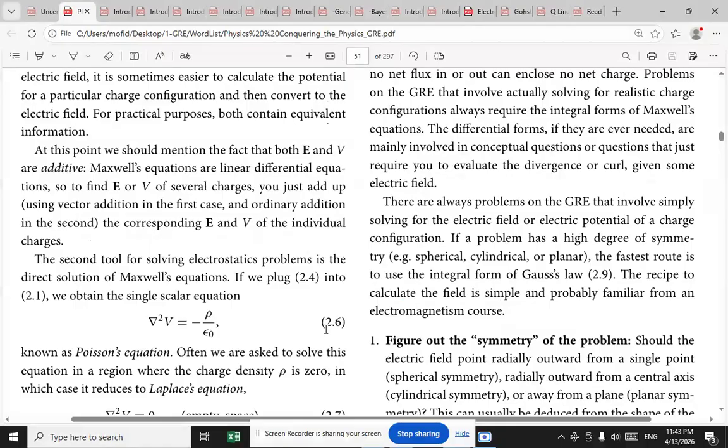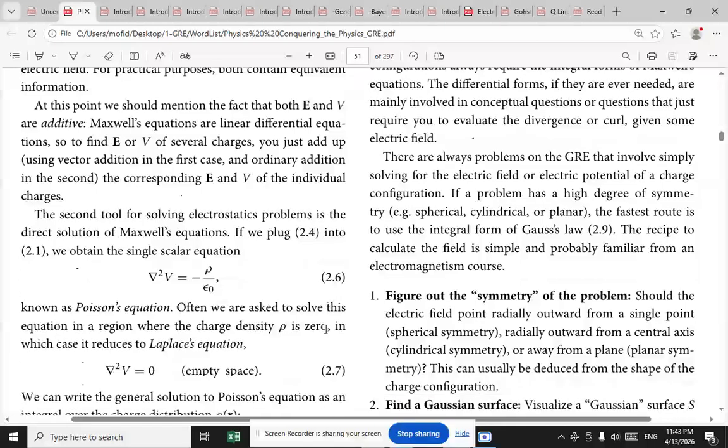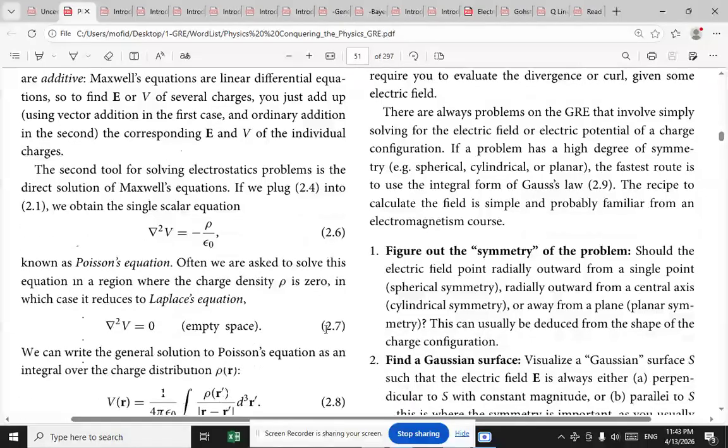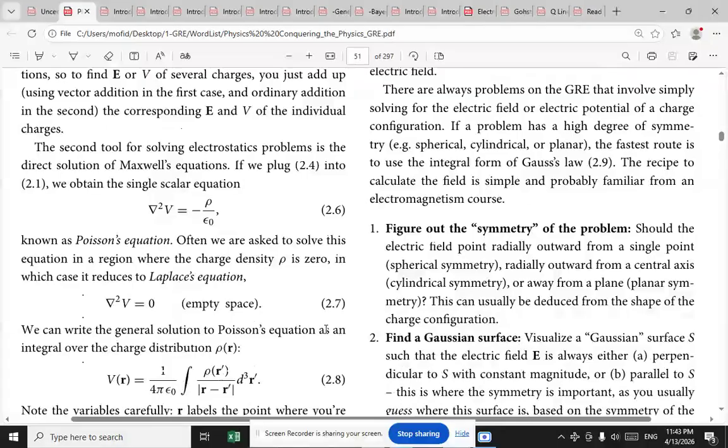The second tool for solving electrostatics problems is the direct solution of Maxwell's equations. If we plug into 2.1, we obtain the single scalar equation: the Laplacian of V, ∇²V, is equal to minus rho divided by epsilon 0. Now, this is the Poisson equation. Often we are asked to solve this equation in a region where the charge density rho is zero, in which case it reduces to Laplace's equation: ∇²V equals 0 in empty space.